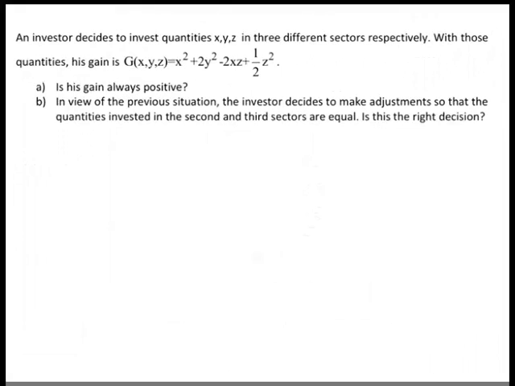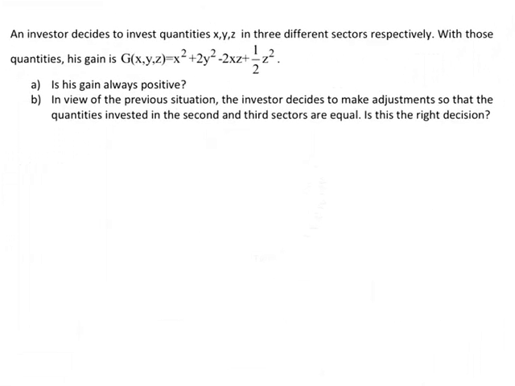Unit 2, Exercise 30. An investor decides to invest quantities X, Y and Z in three different sectors respectively. With those quantities, his gain is G of X, Y and Z equals X squared plus 2Y squared minus 2XZ plus 1 over 2Z squared. A. Is his gain always positive? B. In view of the previous situation, the investor decides to make adjustments so that the quantities invested in the second and third sectors are equal. Is this the right decision?